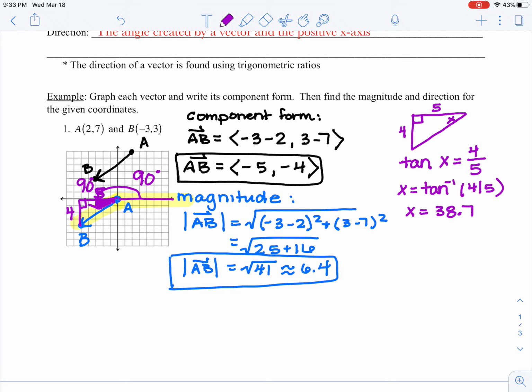Okay, that number is not our direction. Our direction is the entire angle from the positive x-axis all the way over to our vector. So our direction is actually 90 degrees plus another 90 degrees plus that 38.7 degrees we just found for a total of 218.7 degrees.